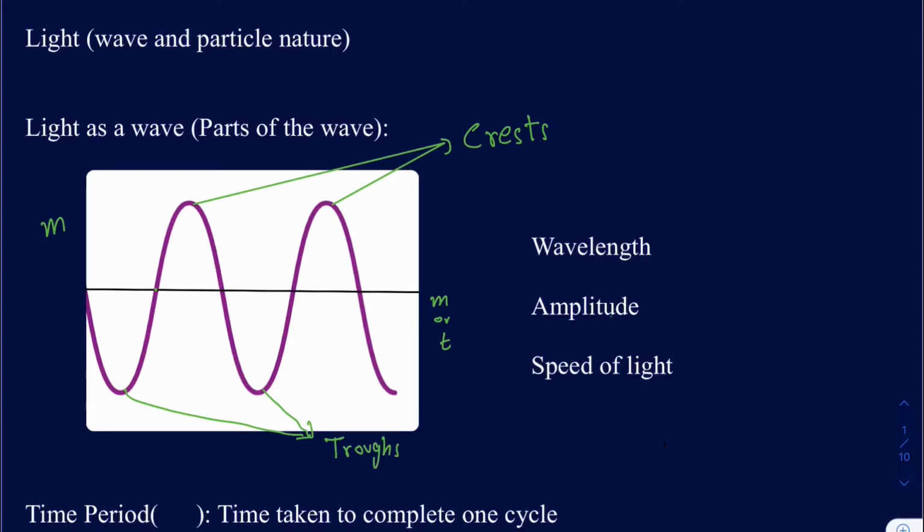The distance between two adjacent crests or two adjacent troughs is actually called the wavelength, with the symbol lambda. So I can say the distance between these two crests is going to be your lambda, and the same story, the distance between those two troughs is going to be the lambda. You don't necessarily have to define the wavelength as the distance between the crests or the troughs. You could pick any two corresponding points in the wave, and the distance between those two corresponding points is going to be your wavelength.